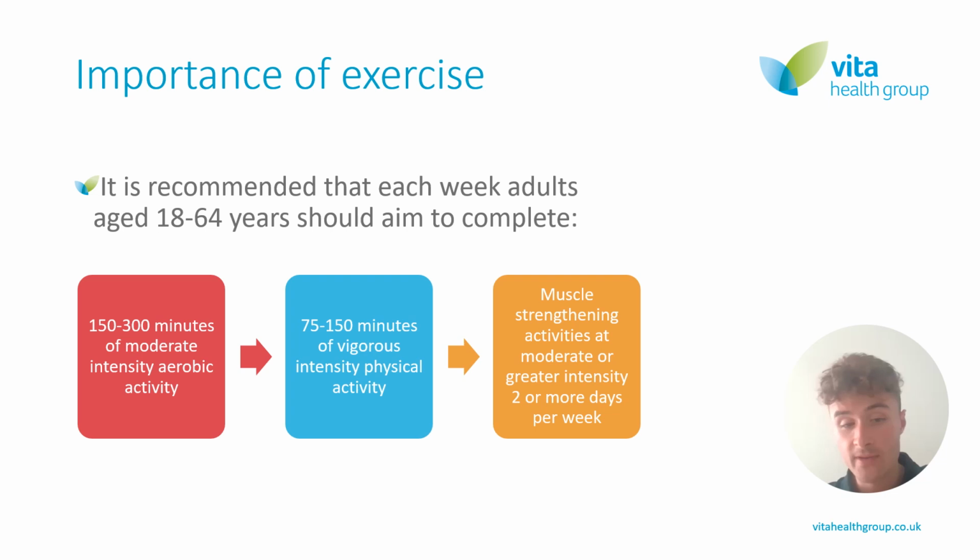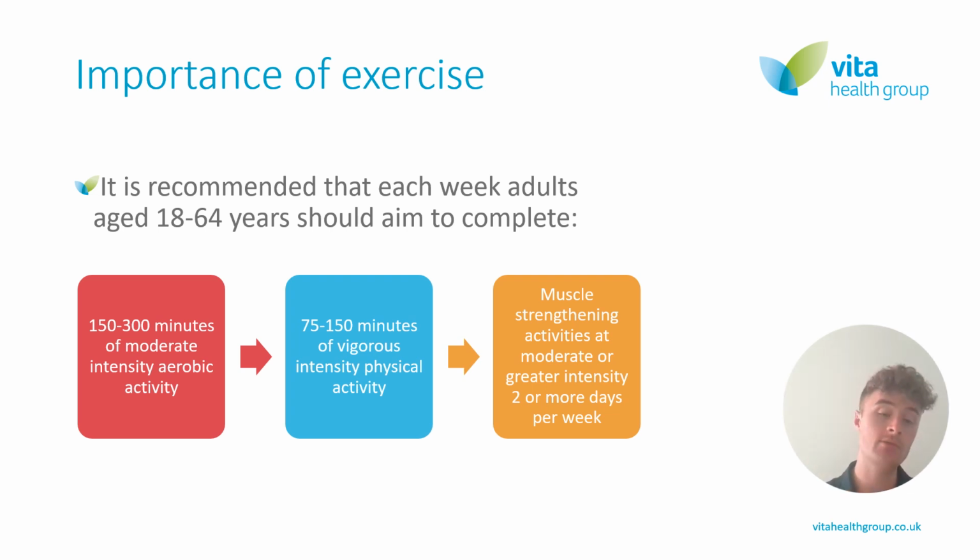150 to 300 minutes of moderate intensity aerobic activity. So what does that actually mean? Moderate intensity means an intensity that you're able to maintain for a little bit longer. Maybe that could be a long walk, maybe a 20 to 30 minute walk. Those 150 to 300 minutes are split throughout the week. On paper that might seem like a lot, but when you split it across 7 days, it doesn't seem like that much.